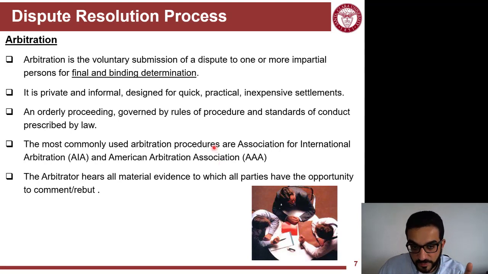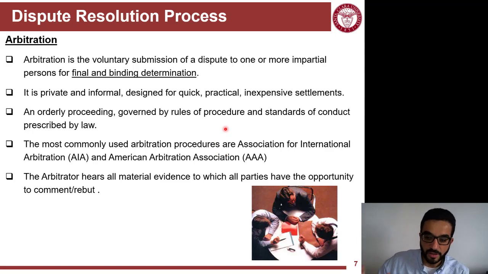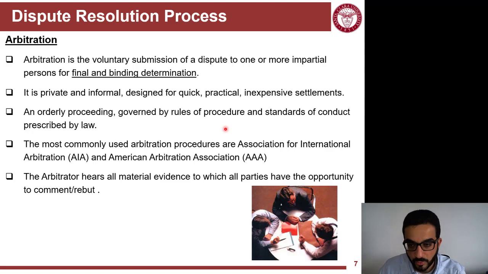So initially it's private, it's informal. It's designed to mimic hearings in court, but in a simpler way. It's governed by rules that are prescribed by law. So in some way it's controlled by law and the procedures that are used for arbitration. And there are professional organizations that can provide you with professionals and guidelines on how arbitration can be conducted.